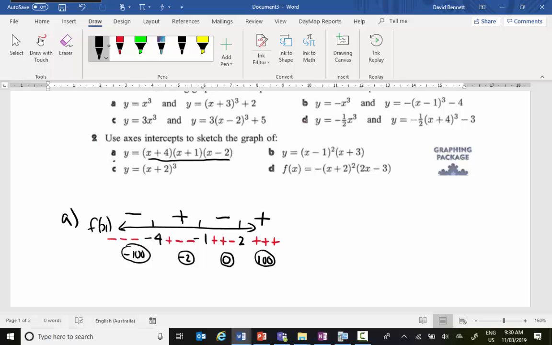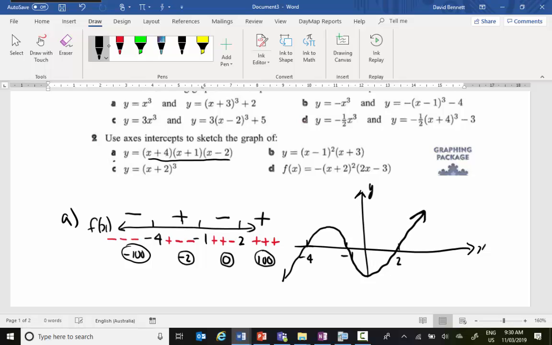Okay, so if I'm now thinking of my graph itself, and this is just a sketch, I've got my graph here, my y axis, my x axis. I'm going to have -4, I'm going to have -1, and I'm going to have 2. So I know if it's negative, it means it's below the axis. So it's going to be going like that. It's above the axis, goes below the axis, and it goes above the axis. So that's what I'm doing.